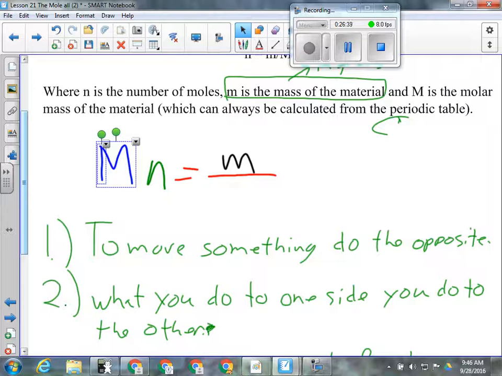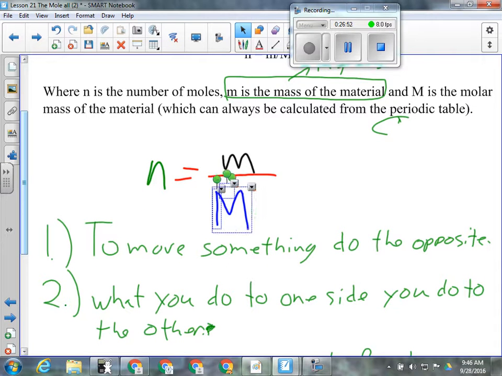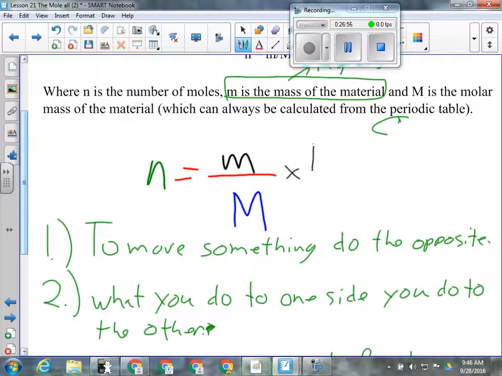All I did was follow these rules. I wanted to move big M. I was dividing by M, so I multiplied by it. And I multiplied both sides by it, because realistically, what I did here was this. I multiplied both sides by big M.